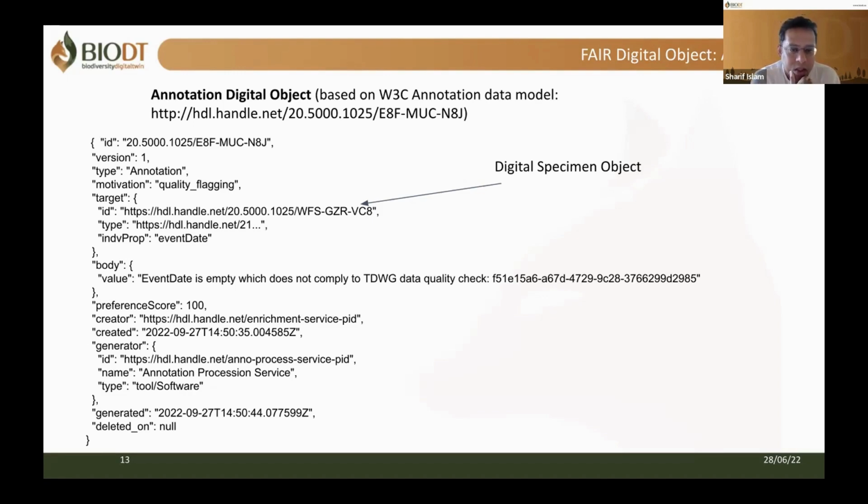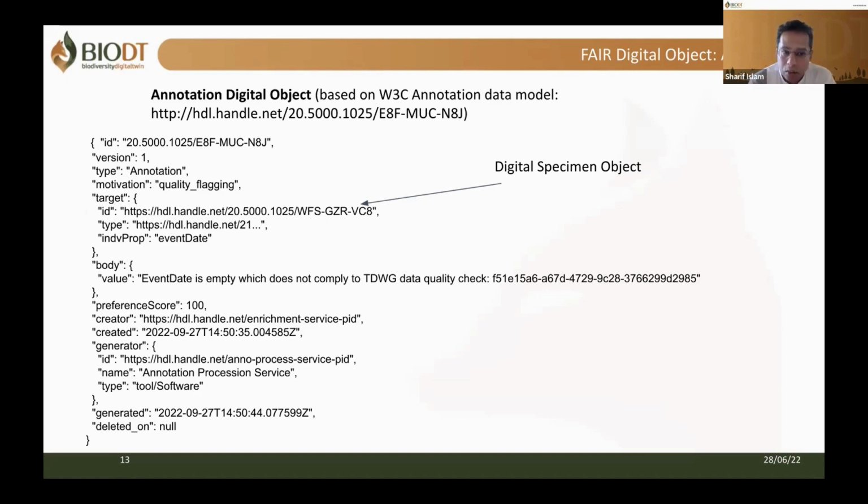So here, the specimen has been digitized. It has its own PID. I go in either as a human or a machine, and I do some sort of annotation. In this example, my annotation is a quality flagging. You can see here the motivation of the annotation, which is again coming from the W3C model. And then I provide some details, either comments or text about what kind of quality flagging this is.